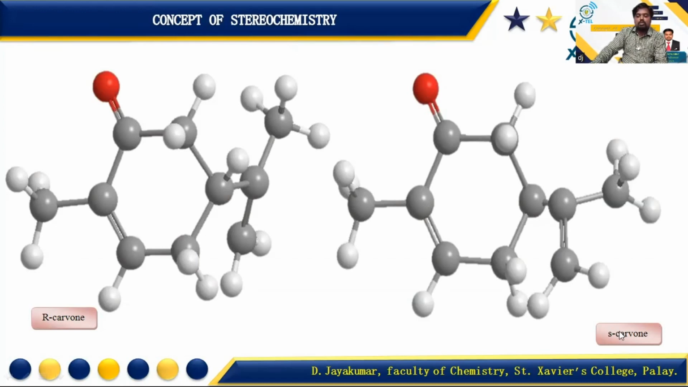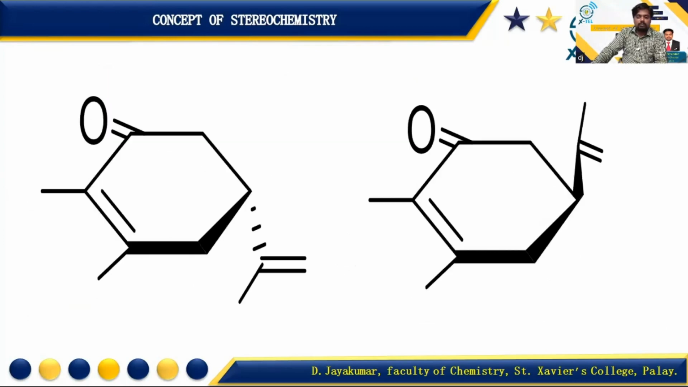The question is how one becomes S. It must be capital S, because we are doing absolute configuration. So it's a mistake, please don't get carried away. It must be capital S. But how to do that, whether it is S or R, that we'll be discussing now.